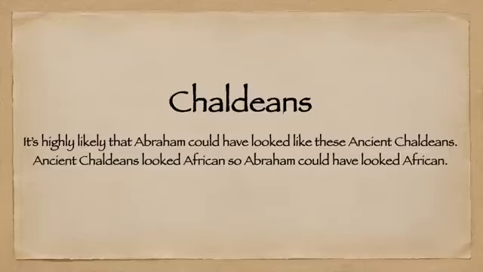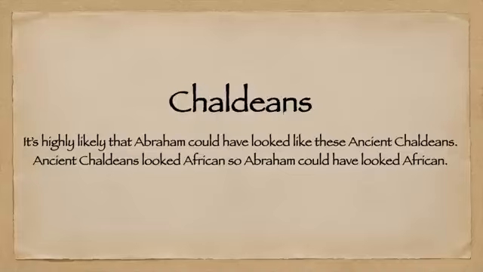That's what a lot of those old anthropologists mean, by the way, when they say, oh, Ethiopian or Cushitic. Chaldeans are a Semitic people, so they're not Cushites or Hamites, they're Semitic. But they look Hamitic is basically what they're saying. And I will agree, they're dark-skinned. They're clearly a brown-skinned people with dark hair and dark eyes. So, with that being said, it's highly likely that Abraham could have looked like these ancient Chaldeans.